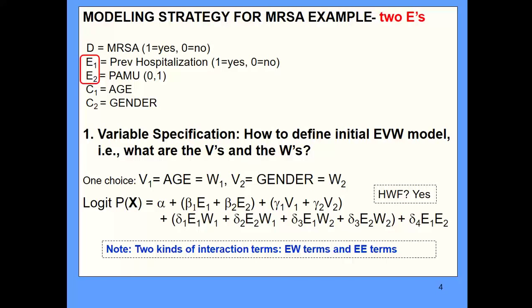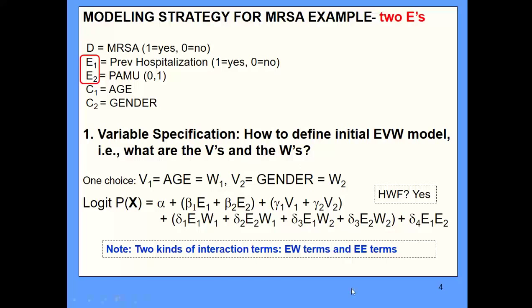Now, if you think about this, look at the model I've written at the bottom of the screen, involving these variables. You notice I've got E1 and E2 in the model? This is a logistic model, written in logit form. I've got E1 and E2, and I've got V1 and V2. So I've got the two E variables by themselves, and I've also added the two V variables.